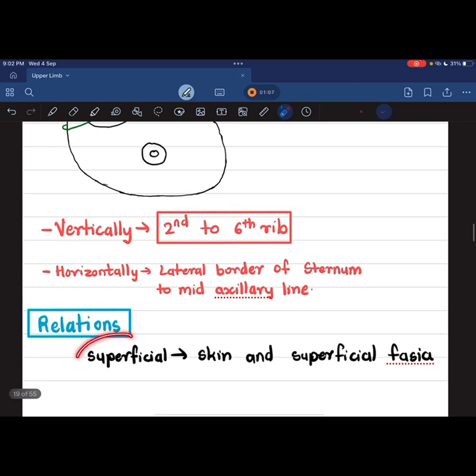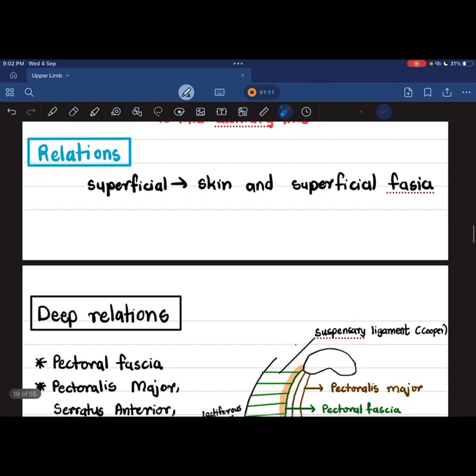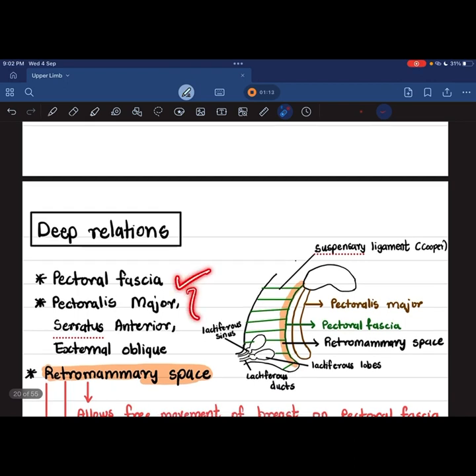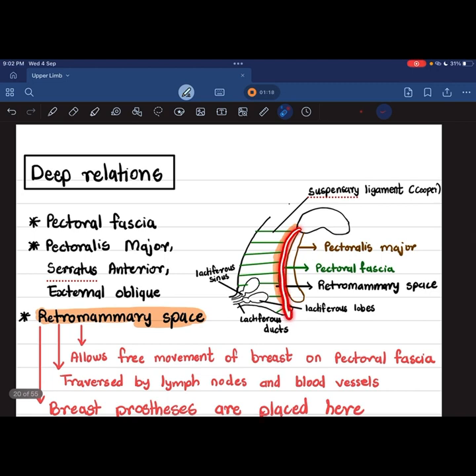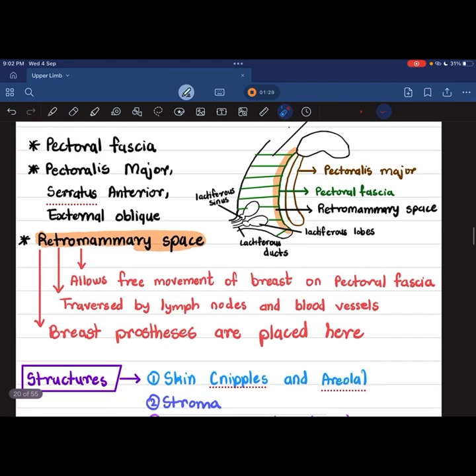Relation: superficially it is skin and superficial fascia, while deep relations include one fascia, three muscles, and one space. The fascia is named as pectoral fascia as seen in the diagram, and three muscles, which include pectoralis major, serratus anterior, and external oblique. The space in front of the pectoral fascia is known as retromammary space, which allows free movement of breast on pectoral fascia. It is traversed by lymph nodes and blood vessels. Breast prostheses are placed here.